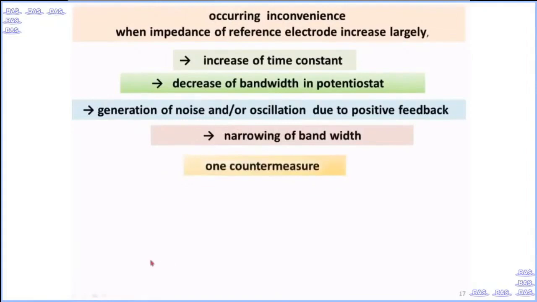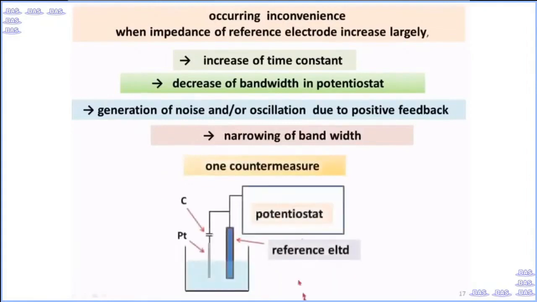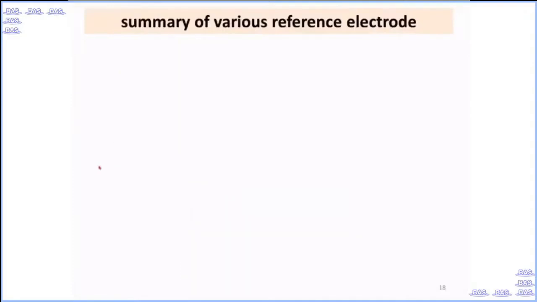One countermeasure is like this: take potentials at the reference electrode, not directly, but with a capacitor to connect the solution with the platinum wire. This is one countermeasure. This is the last slide. Summary of various reference electrodes.